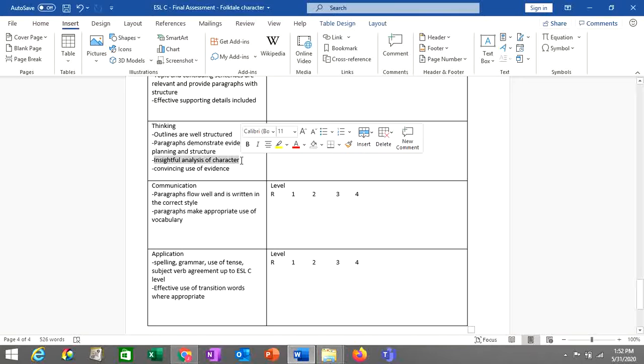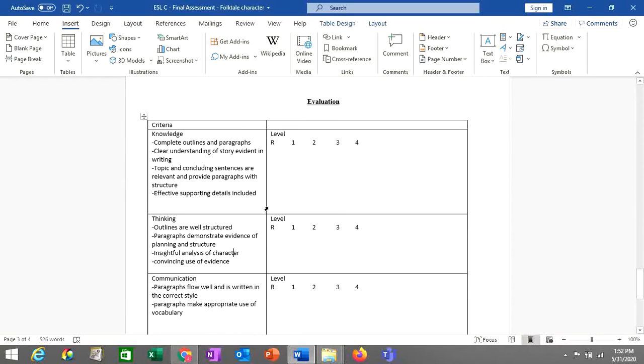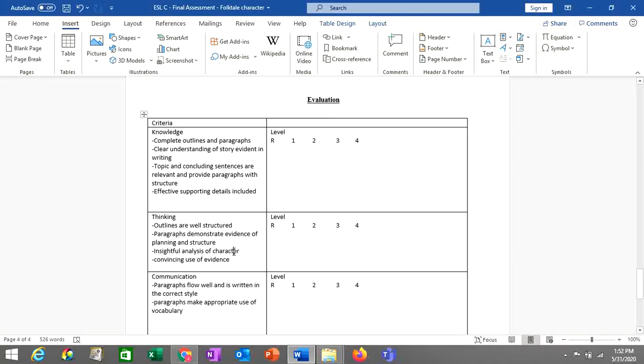Insightful analysis of character. So when you're talking about character traits, do the character traits that you choose for your character and the sort of discussion of the evidence, right? The part where you have to explain the proof. So those parts, are they insightful? Are we seeing that not only you're able to take out effective supporting details, but your analysis of them shows that you really understand the character? And same thing in your opinion paragraph. Does your analysis there show that you really understand what's going on in the story?